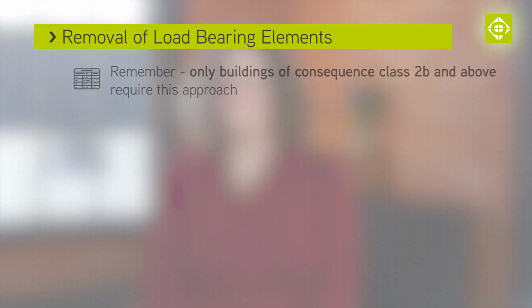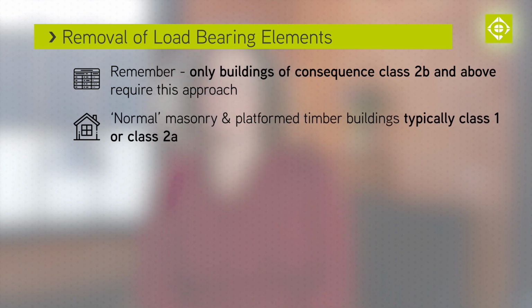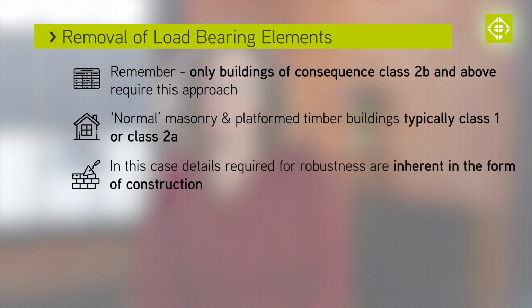Remember, it's only really buildings of Class 2B or higher for which the design engineer needs to take this approach. A normal masonry or platform timber frame house will be a Class 1 or possibly Class 2A building, and the details required for robustness are inherent in the form of construction.